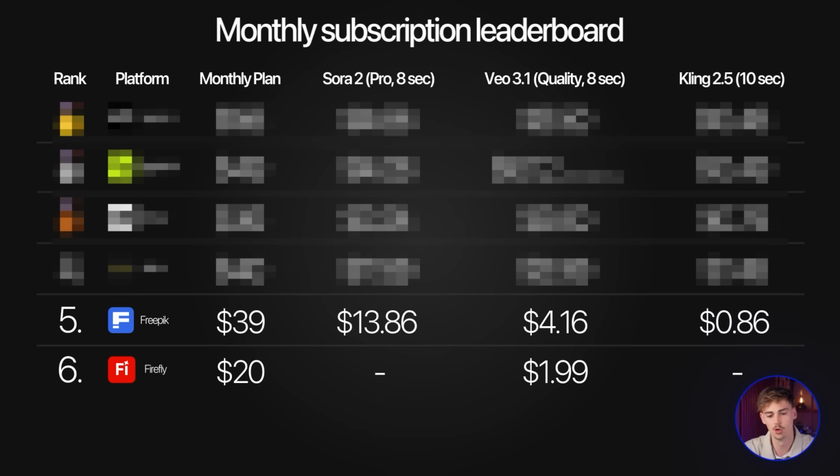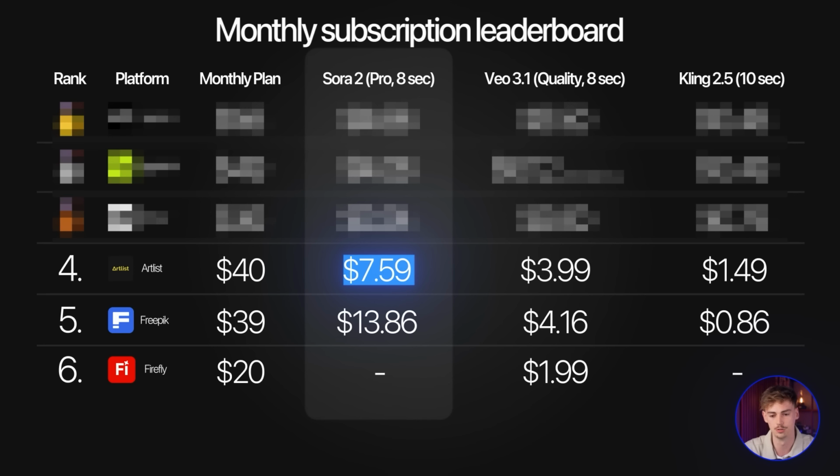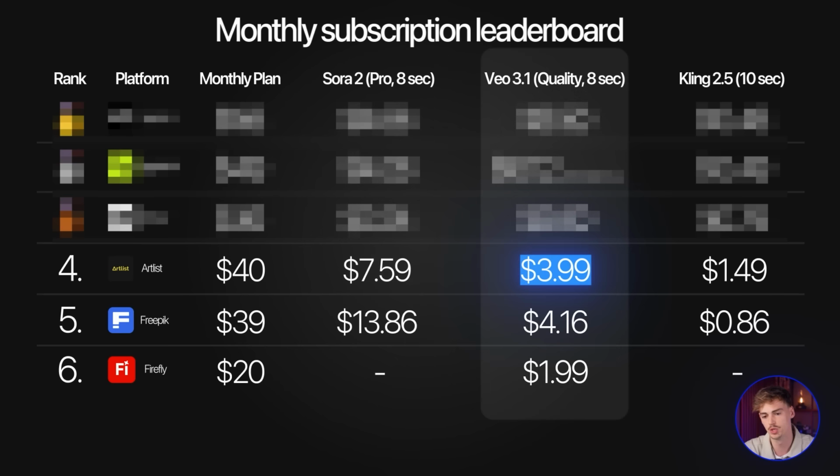Then on spot number 4, we have Artlist. This is about $7.59 for Sora 2 Pro generation, so almost like twice as cheap as Freepik. And for Veo 3.1, it's also not too bad.